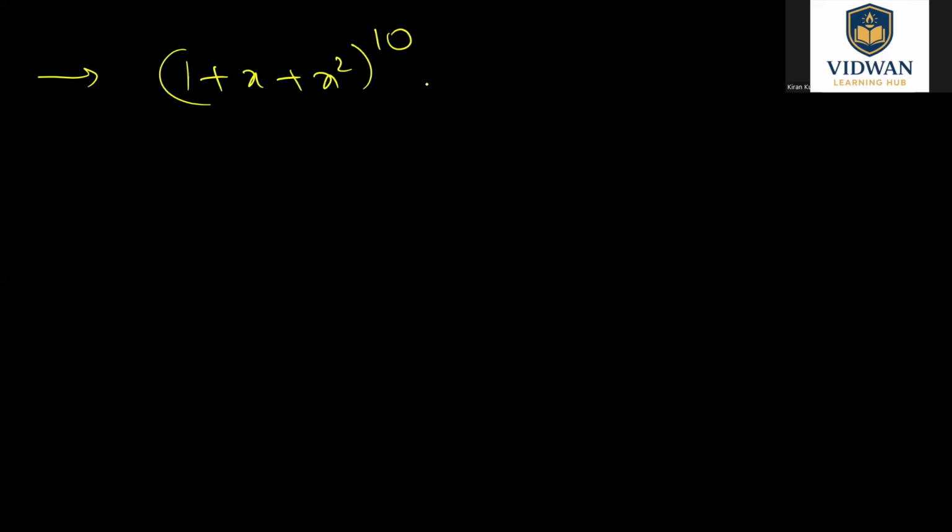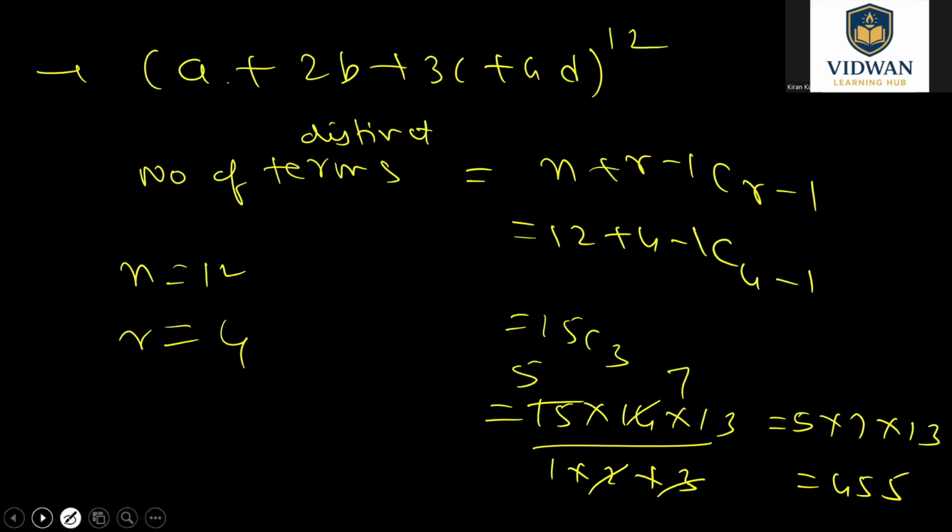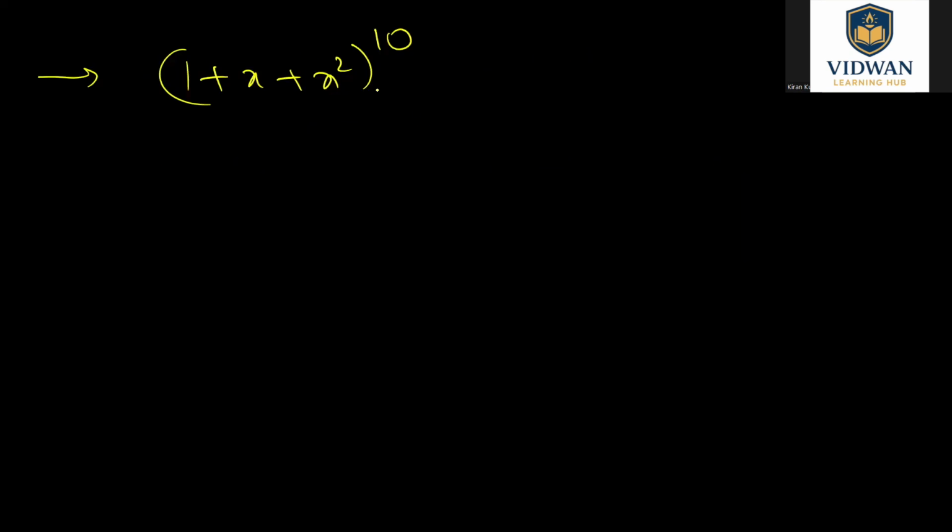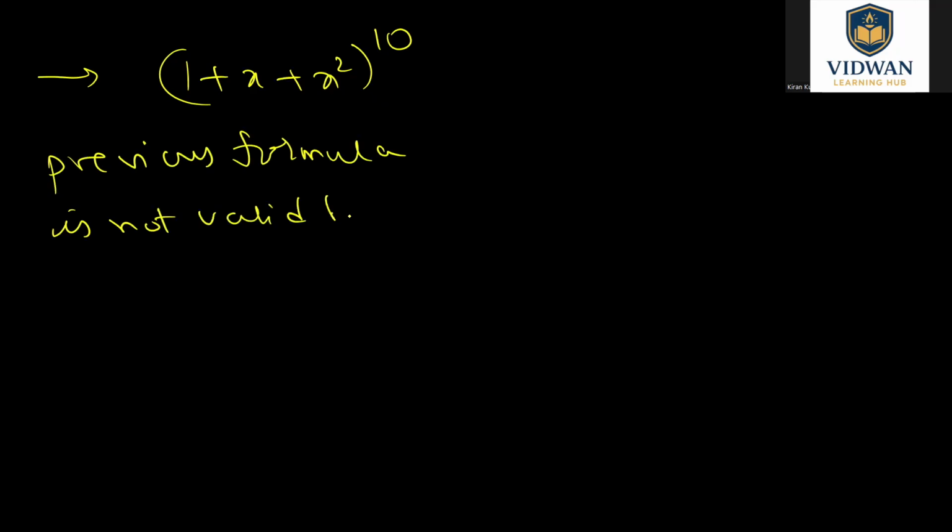Now let's say, for example, I have an expansion like 1 plus x square power 10. How many terms will be there in this? Here, you don't have different variables, you have same variable, then this formula will not be valid. Whatever I gave now is not valid here. So previous formula is not valid here. So then how to write number of terms? What will be the highest power? This is 2, this is 10, 2 into 10, 20.